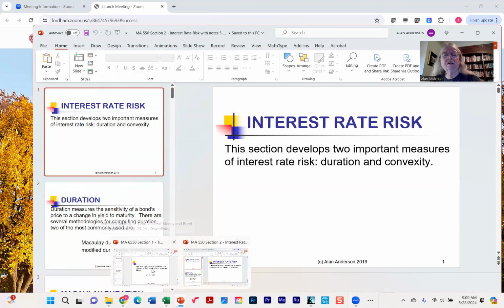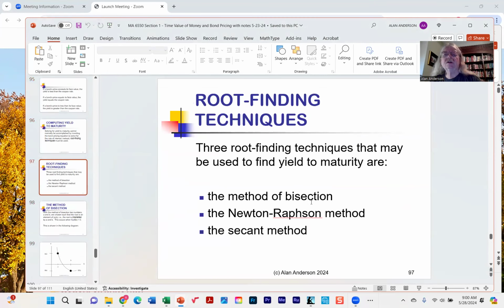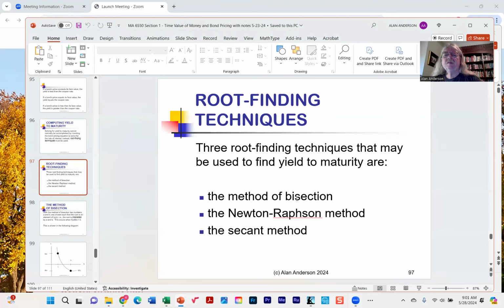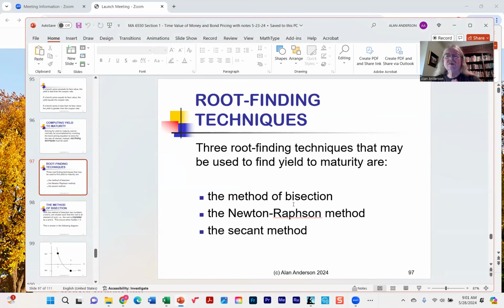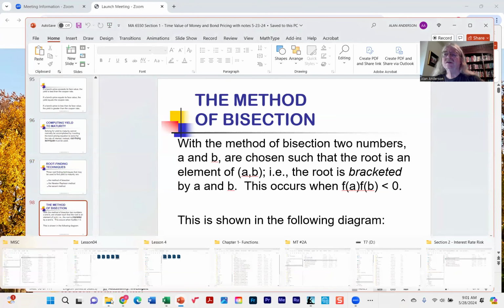If you recall, at the very end of section 1, there's a discussion called root finding techniques. We're going to save this for a little bit because we're going to use this technique to solve for yield to maturity for bonds. But I think it'll make more sense to go over this after we've started to talk about VBA. So we'll save this for a little bit longer, not too much longer. And instead, we'll skip on to section 2, which is our discussion about interest rate risk.